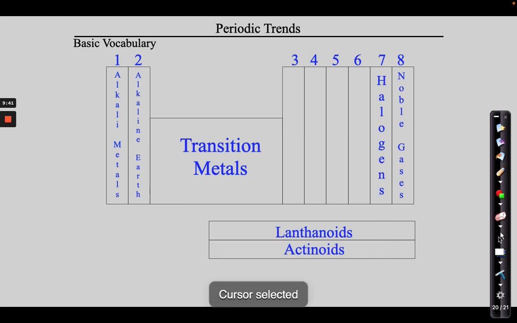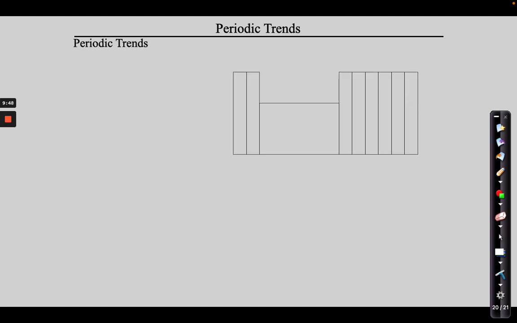Alkali are reactive with water. Alkaline are not. The alkaline earth metals. Okay. All right, guys, that's the vocab that we need to better be able to discuss the trends we're going to talk about today.